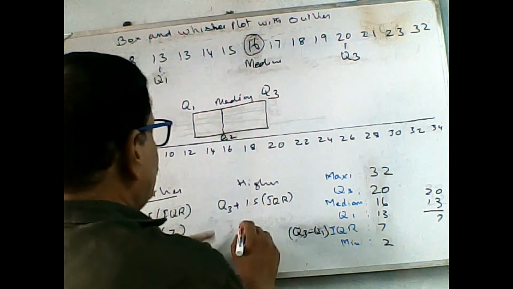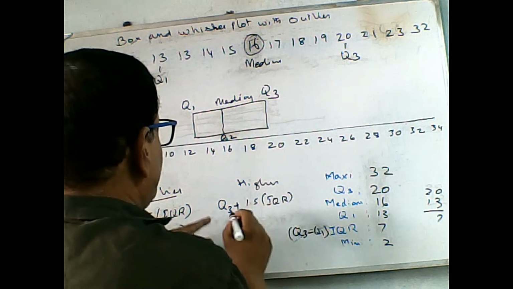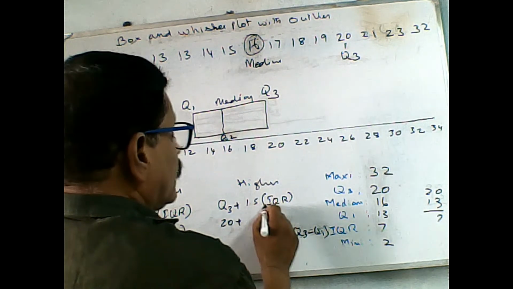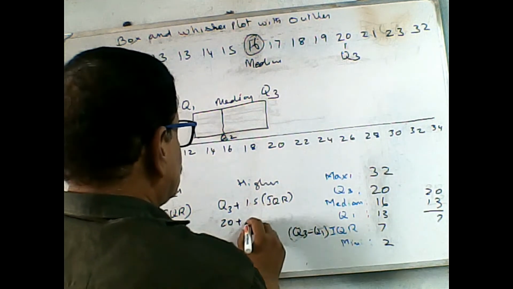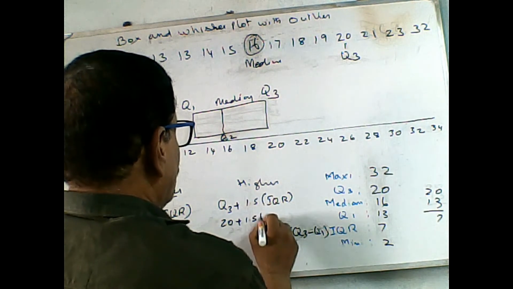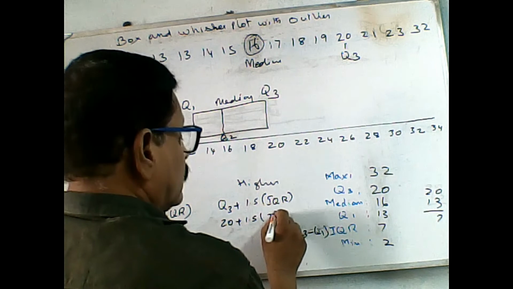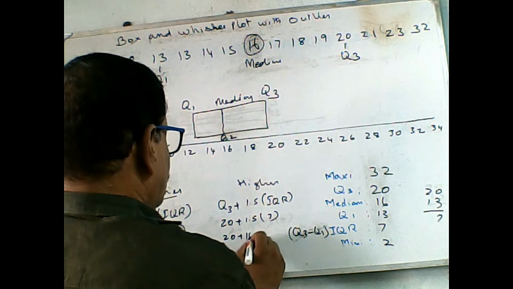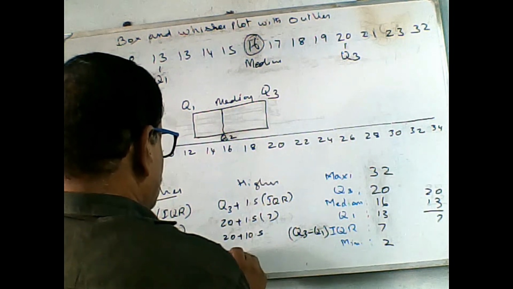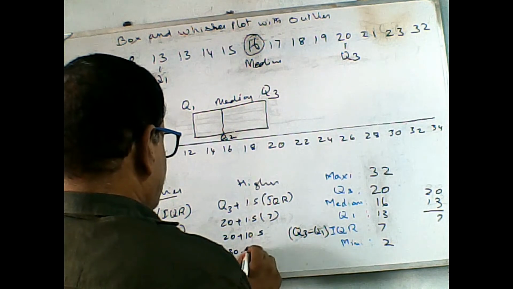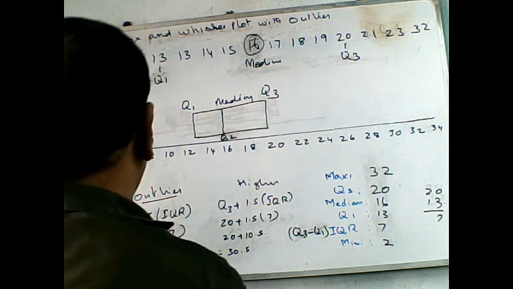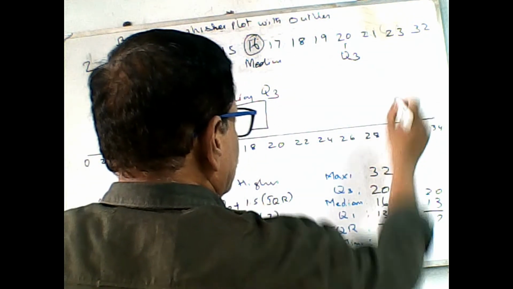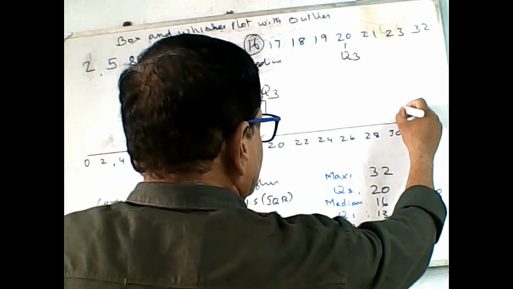And the upper end of the fence, you see, is Q3 plus 1.5 times the interquartile range. 20 plus 10.5 is equal to 30.5. You see, this limit is 30.5.